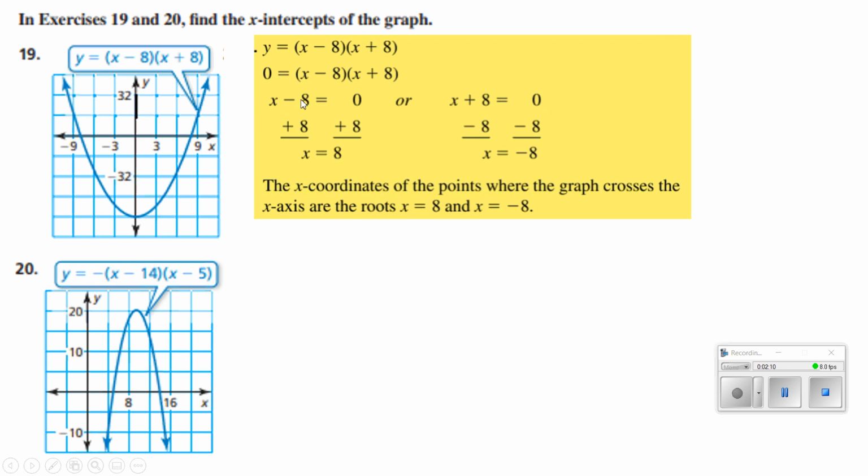I have to find the opposite of negative 8, which would be positive 8. 8 plus 8 will be 8, so x equals 8. Over here, I have to find the opposite of positive 8, which is negative 8. This will give me x equals negative 8. Number 20 is for you to do.